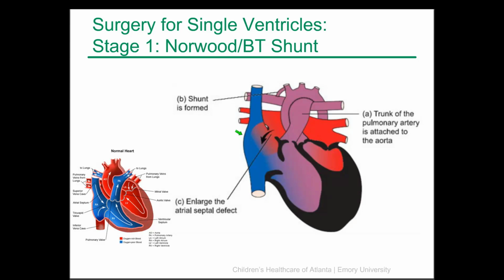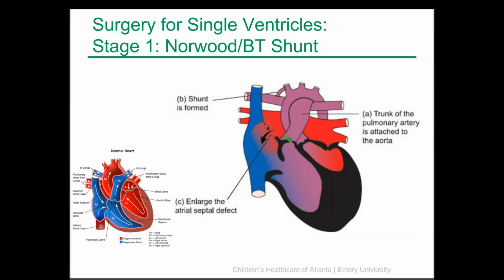Kids with hypoplastic left heart syndrome, as shown here, our classic single ventricle lesion, they need something right away. Right? They are not getting good blood flow to both places. So what do we do? The first thing that we do is we make sure we're getting blood to the rest of the body.